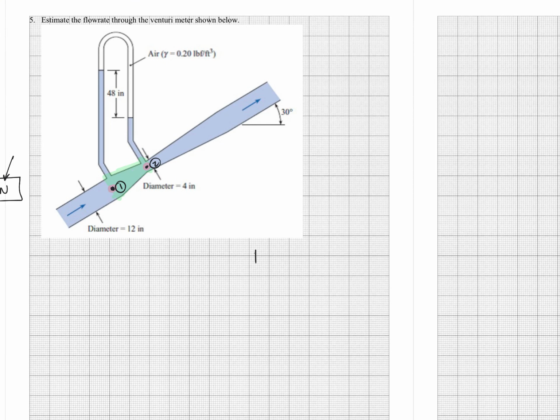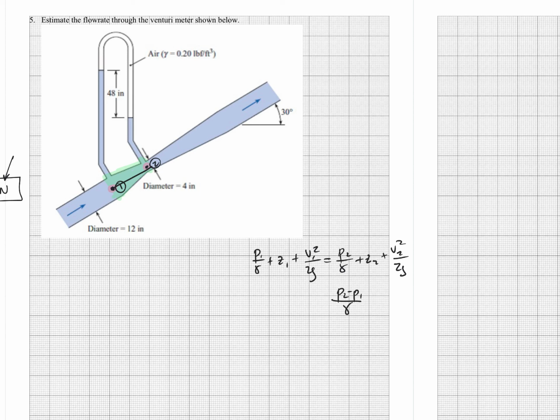Okay, I'm going to start with P1 over gamma plus Z1 plus V1 squared on 2G equals P2 on gamma plus Z2 plus V2 squared on 2G. Here's my streamline connecting those two. Now I already know, so I'm going to go ahead and start arranging things.